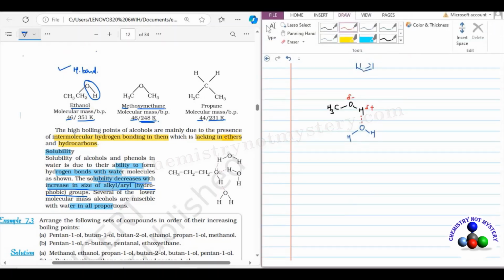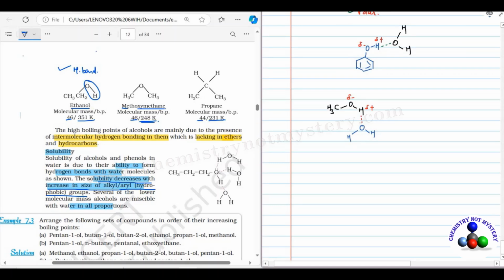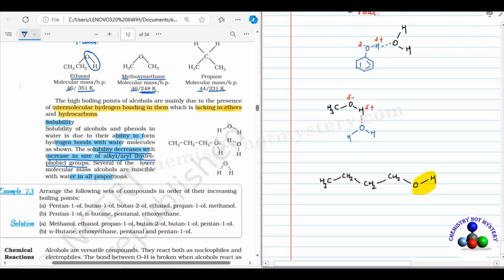Now if I increase the size of the alkyl group, for example, this is butanol. So this is CH3, it is bonded to CH2, CH2, CH2, and this is oxygen, which is bonded to hydrogen. So the polar part of the molecule is the OH part. But when you see the hydrocarbon chain, there is no electronegativity difference between hydrogen and carbon. That's why this part of the molecule is non-polar.